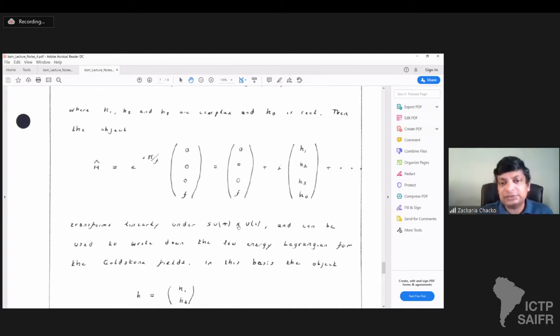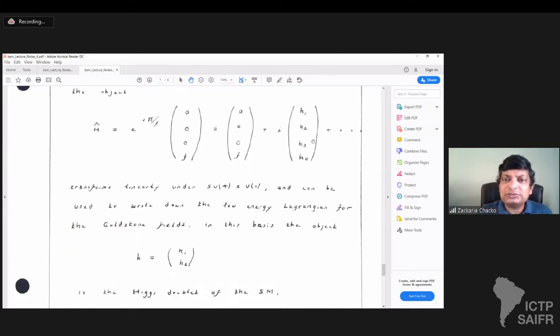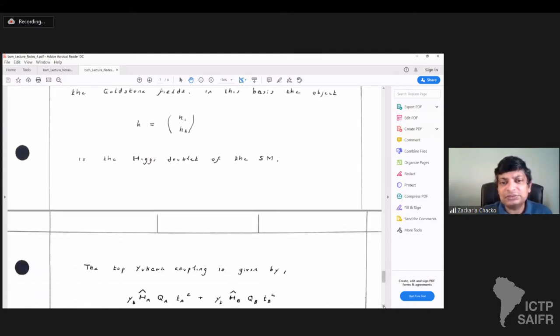It transforms linearly under SU(4) × U(1), and we can use it to write down the low energy Lagrangian for the Goldstone fields. Even though there are seven Goldstones in here, I really only care about the ones that will become the Standard Model Higgs, and that's H1 and H2. So these H1 and H2 are going to become the Standard Model Higgs, and I'm going to call that H. That's the Higgs doublet of the Standard Model.